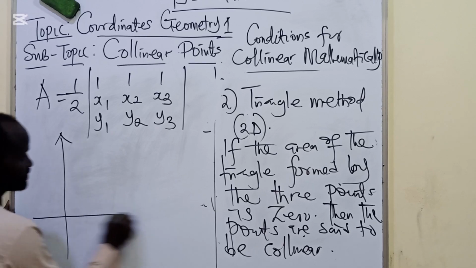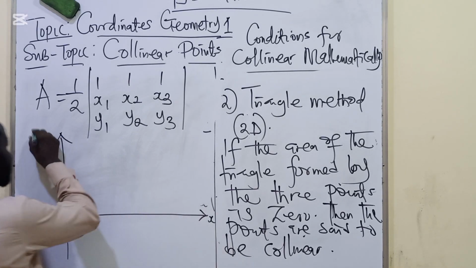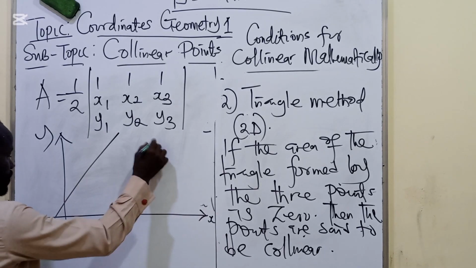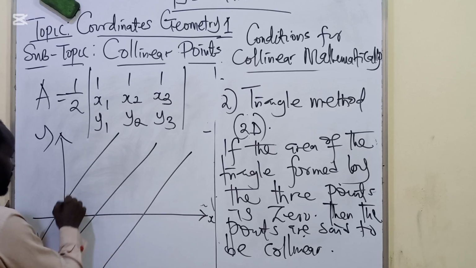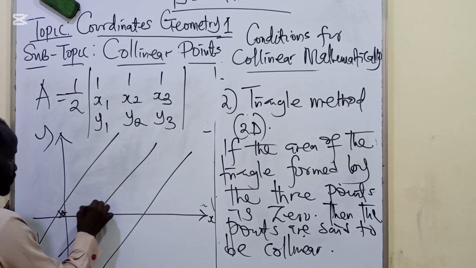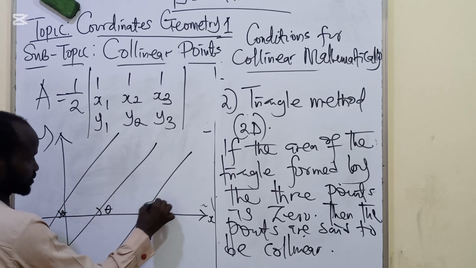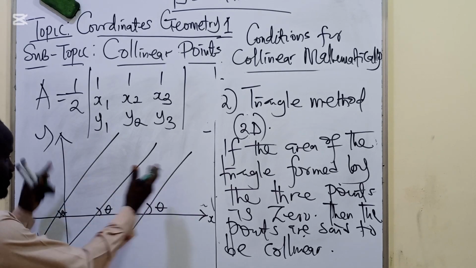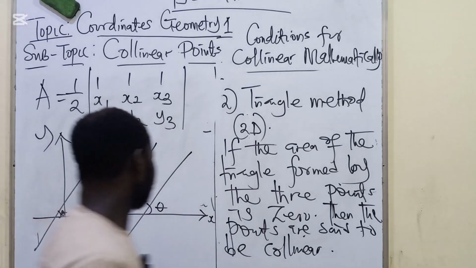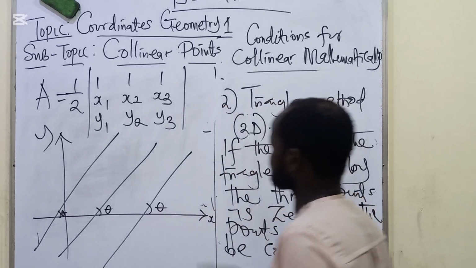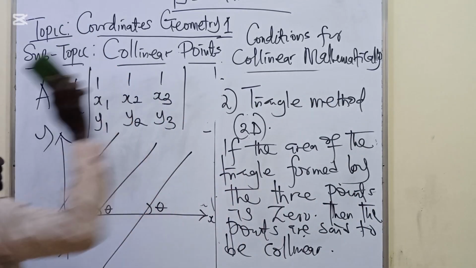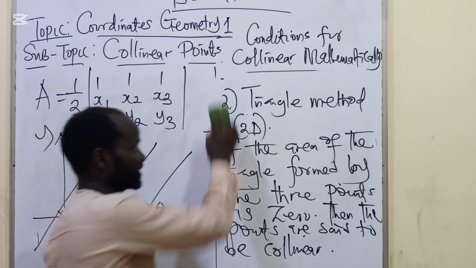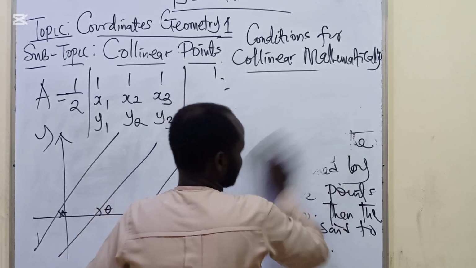We can sketch it if we want. If we have the x-axis and y-axis in this manner, whereby we have 3 points like this, the angle that these points will form will be the same, and even the triangle that these lines will form will still be the same. Very important. Then condition number 3, condition for collinear mathematically, number 3, vectors.